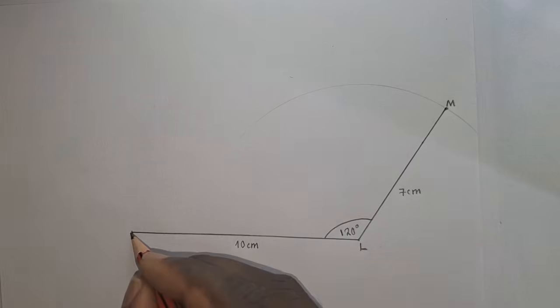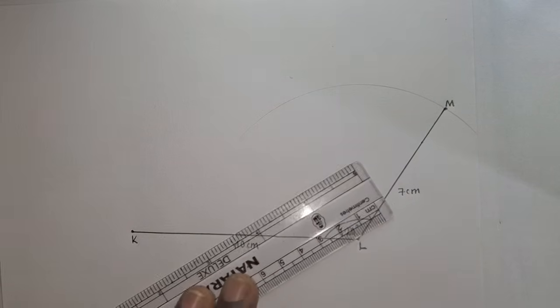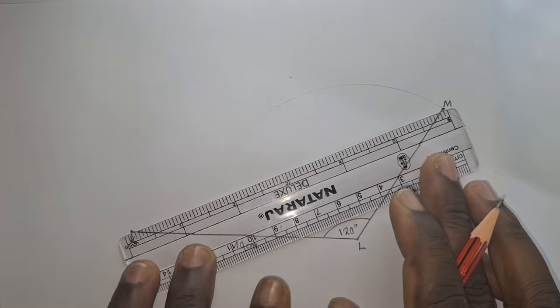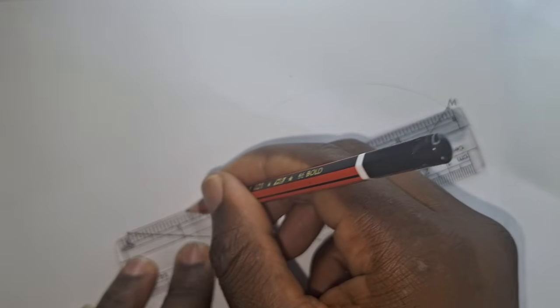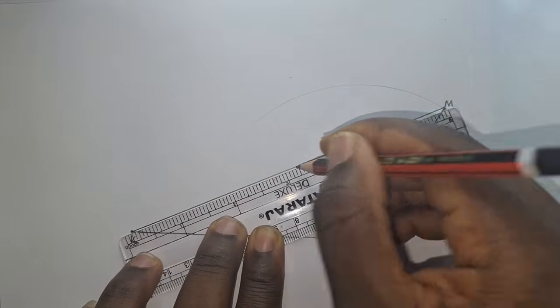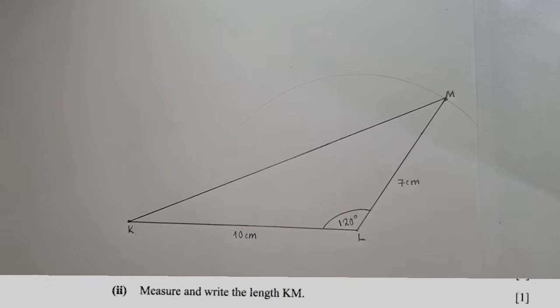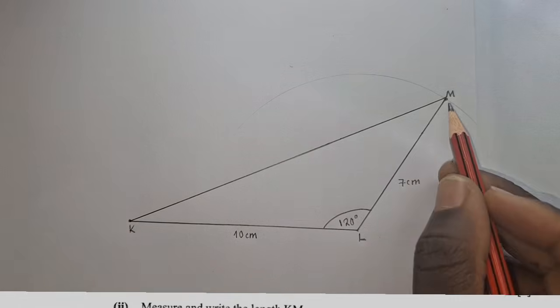So the next thing here would just be to join. Remember, they said this is a triangle. So you join point K with point M. So this is how our triangle will look like. We now go to the next question. For the next question here, they are saying measure and write the length KM. Measure and write the length KM.